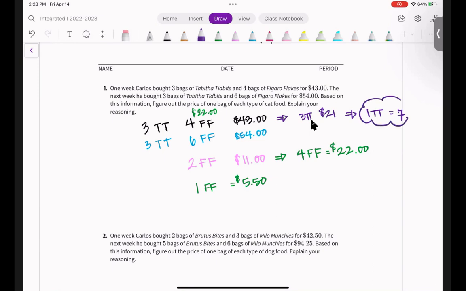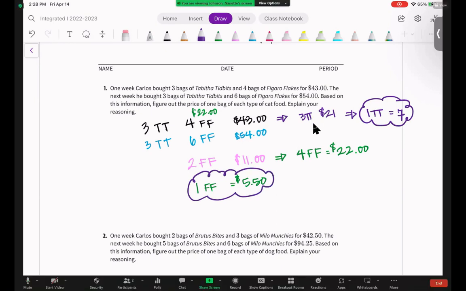So here's my answer, right? One Tabitha tidbit costs $7. One Figaro flake costs $5.50. So I'm going to go over this again just so that you see the thinking on this, okay? And see if you can explain it for yourself. So the first thing I did is I read that problem and I wrote some information down. 3 Tabitha tidbits, 4 Figaro flakes cost $43 versus 3 Tabitha tidbits and 6 Figaro flakes cost $54.